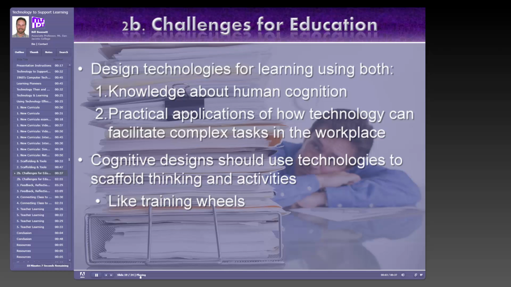The challenge for education is to design technologies for learning that draw both from knowledge about human cognition and from practical applications of how technology can facilitate complex tasks in the workplace. These designs use technologies to scaffold thinking and activity, much as training wheels would allow young bike riders to practice cycling when they would fall without support. Like the training wheels, computer scaffolding enables learners to do more advanced activities and to engage in more advanced thinking and problem solving than they could have without such help.